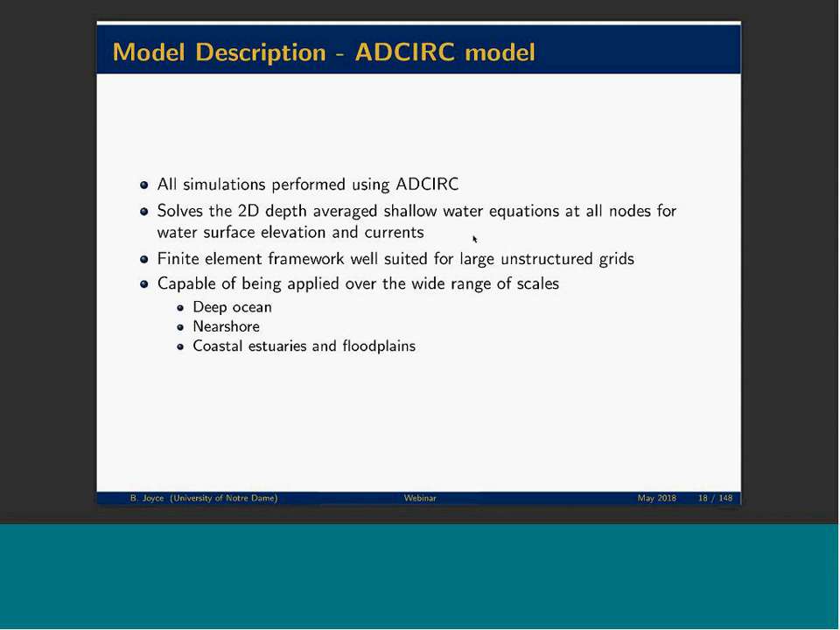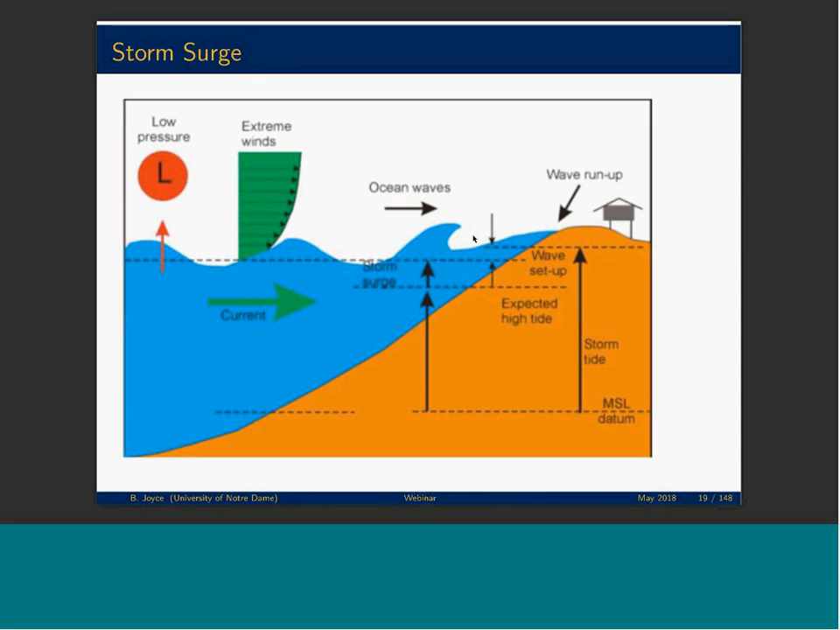So what that means is that we can use different elements, essentially different size grid points, across the model, meaning we can put resolution in the model where we need it. So we can resolve a wide range of scales. In the deep ocean, we can use large elements that don't require a lot of computation. And as you get near shore in the coastal estuaries and floodplains, we can add more elements and increase the fidelity of the model as we get closer to the areas that are more important.